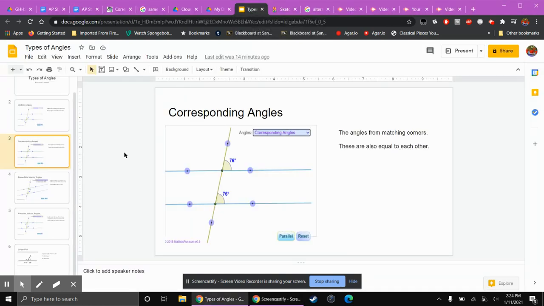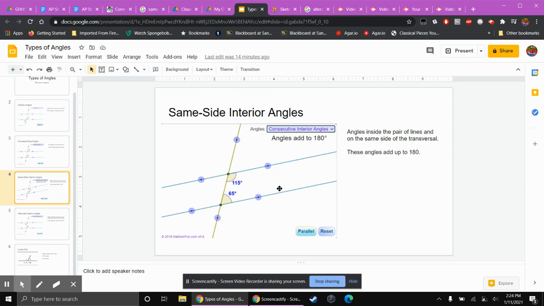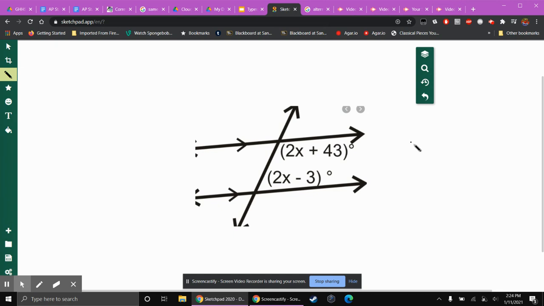You go back to this. We're talking here specifically about same side interior angles. They're not like the others in the sense that they add up to 180, so you cannot set them equal to each other. So going back to this, right now we'll show you how you can solve for x in order for you to get back to finding out what these angle measures are.